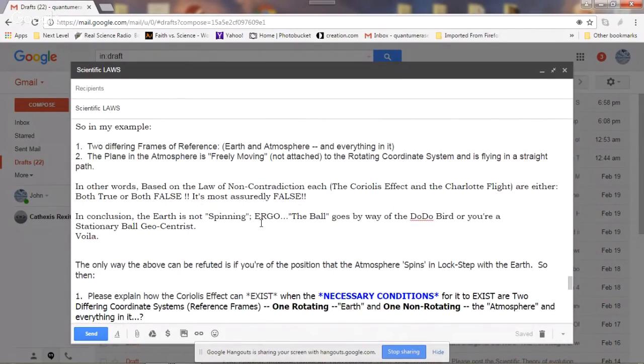So in my example, we have two differing frames of reference, the Earth and the atmosphere and everything in it. Number two, the plane in the atmosphere is freely moving. It's not attached or tethered to the rotating coordinate system. In other words, based on the law of non-contradiction, the Coriolis effect and the Charlotte flight are either both true or both false. And that flight is most assuredly false. In conclusion, the Earth is not spinning. Therefore, the ball goes by way of the dodo bird, or you're a stationary ball geocentrist.